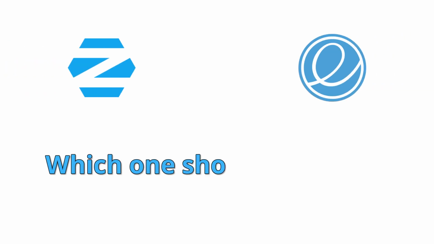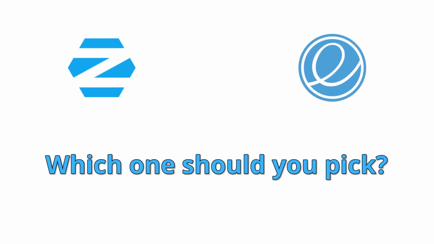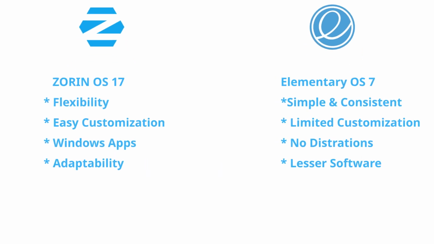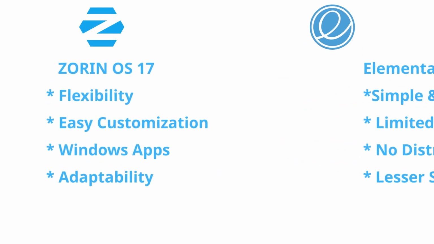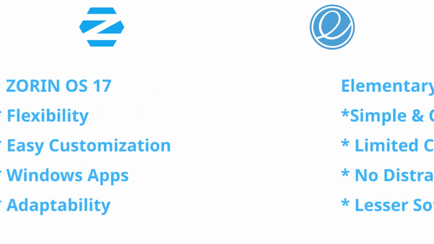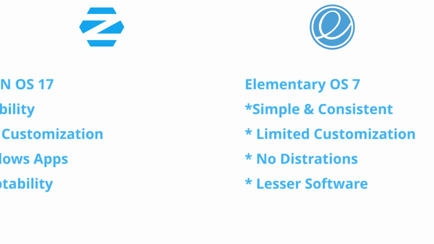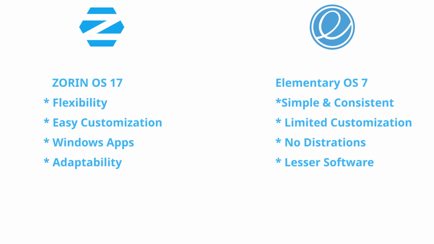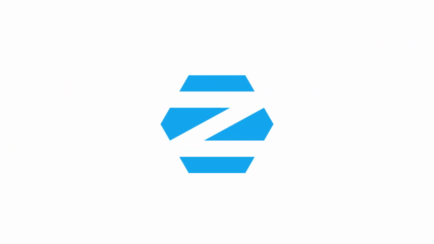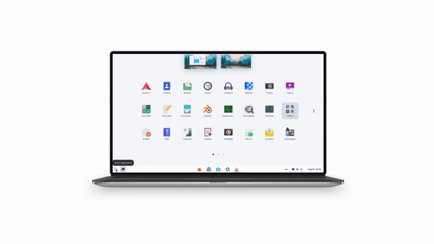So, which one should you choose? Both Zorin OS 17.1 and Elementary OS 7 have their strengths, but they cater to different types of users. If you value flexibility, customization, and the ability to run Windows applications, Zorin OS is the clearer winner. Its wide range of features and layouts make it adaptable to almost any user's needs.